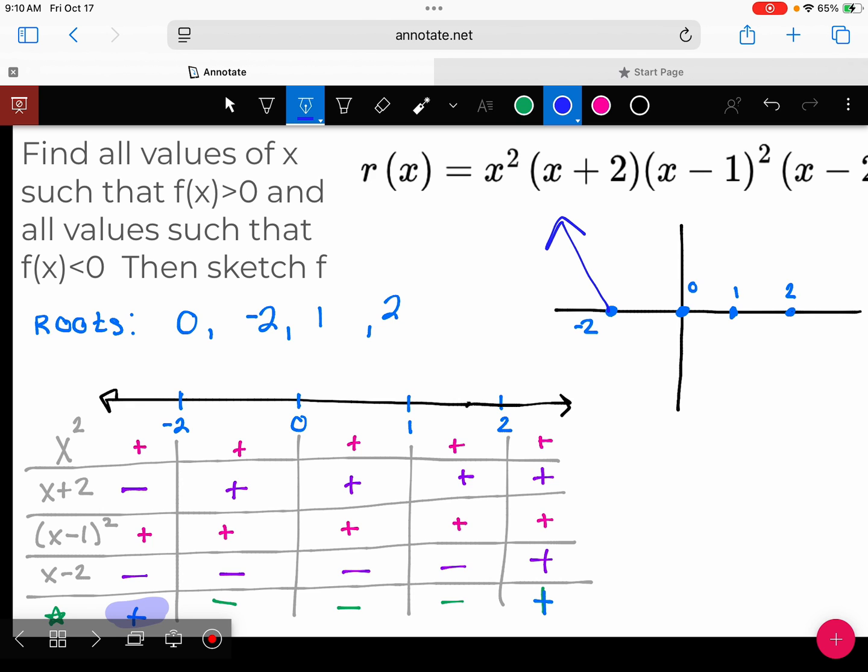Everything between -2 and +2 is negative. So from here to here, I need to stay below my x-axis. So we're going to come down, down, down. They don't have to be the same height. They can be different sizes. Like you could go, little one.